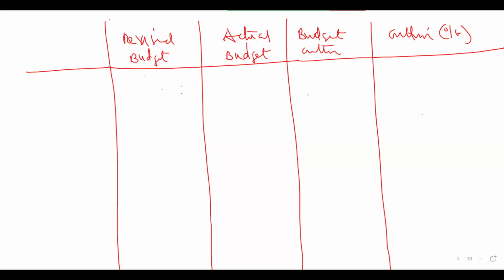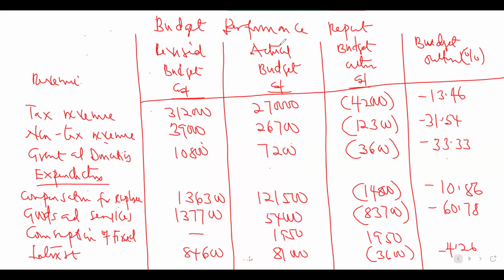Someone is asking, why is the composition figure negative? Why is the composition figure negative? Can you help? Because revised is higher than.